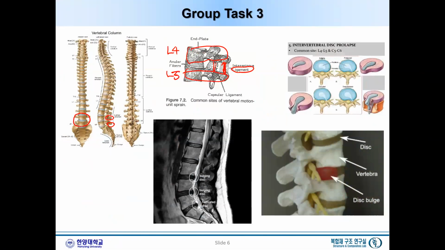Whenever we lift and push too much, here there will be a herniated disc. This is a disc, a very soft, rubber-like disc, but with too much force, there is disc herniation.